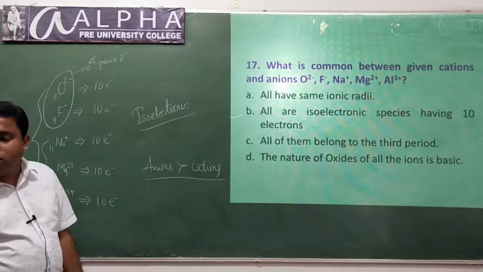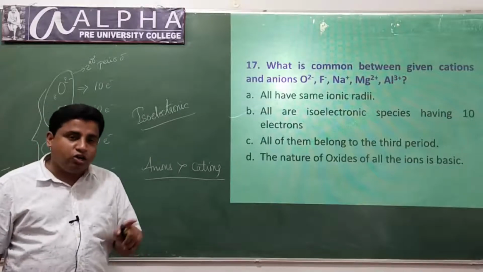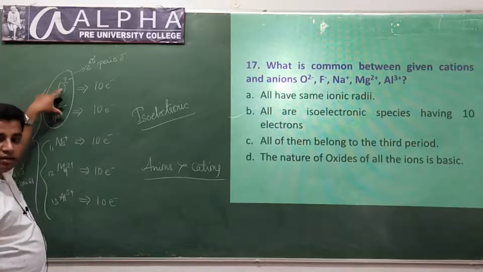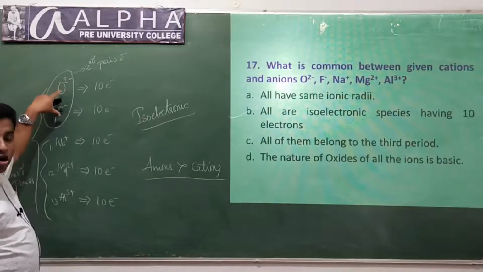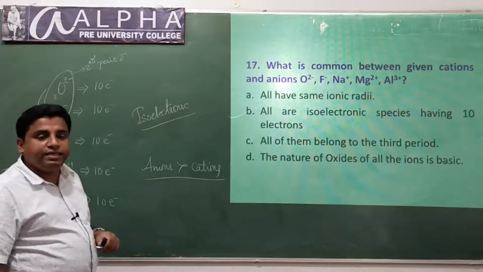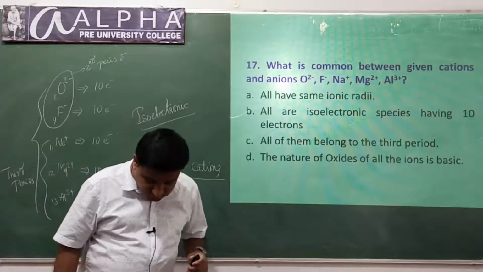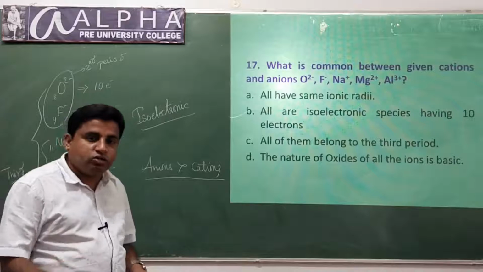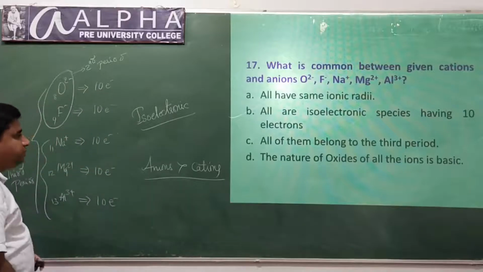The nature of the oxides of all the ions is basic? No. These two will form acidic oxides, these three will form basic oxides. So even option D is incorrect. So the correct answer is option B. Understood? Okay, simple. Next question.